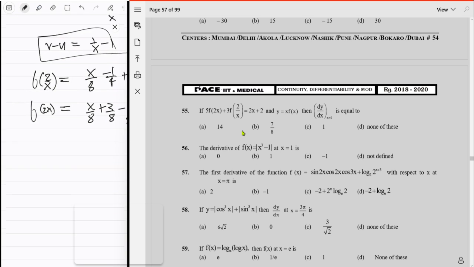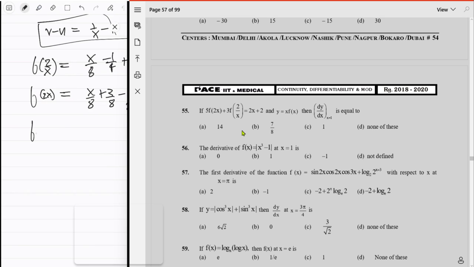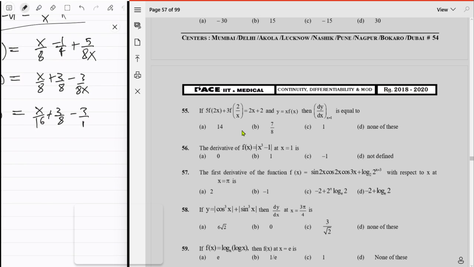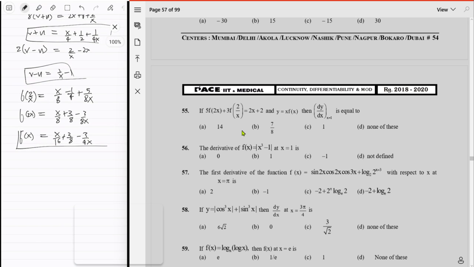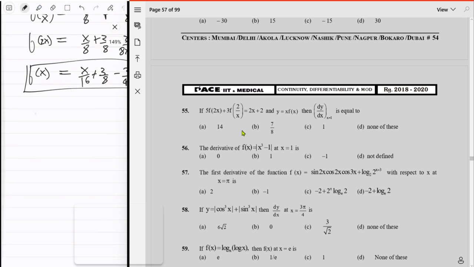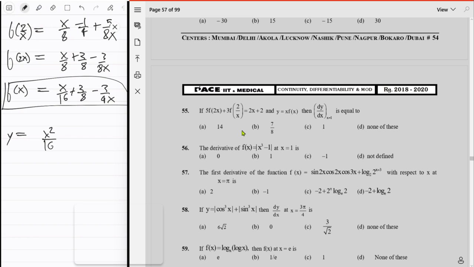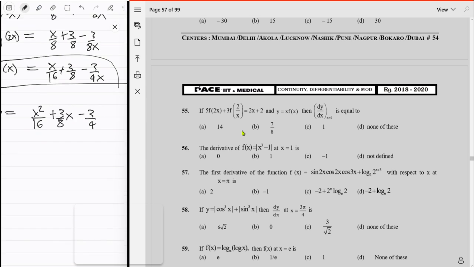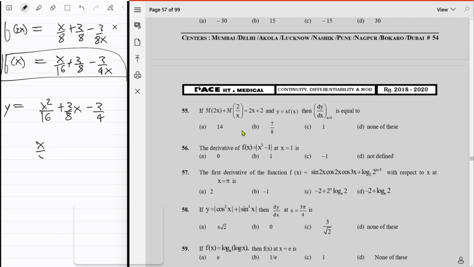So now, instead of 2x, just put x. Or let's say instead of x, you put x upon 2. That makes sense? f of x is equal to x upon 16 plus 3 upon 8 minus 3 upon 4x. There we go, you got your function f of x. So you want y, which is equal to x times f of x. This is x squared upon 16 plus 3 upon 8 x minus 3 upon 4. Then dy upon dx at x equal to 1 will be x upon 8 plus 3 upon 8. That's our derivative.